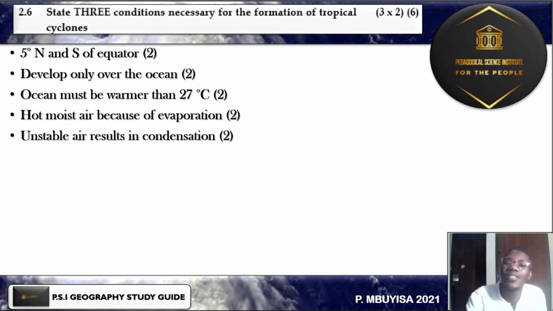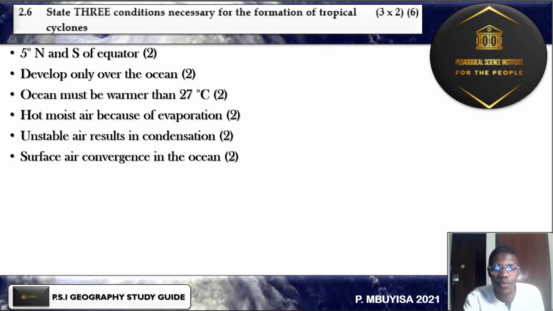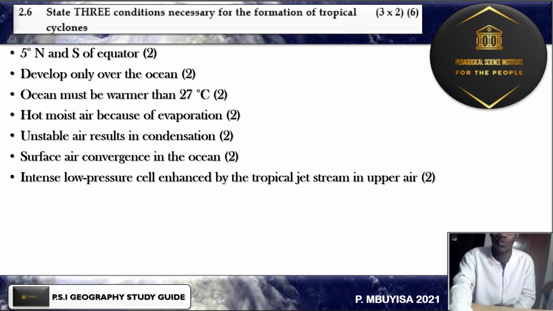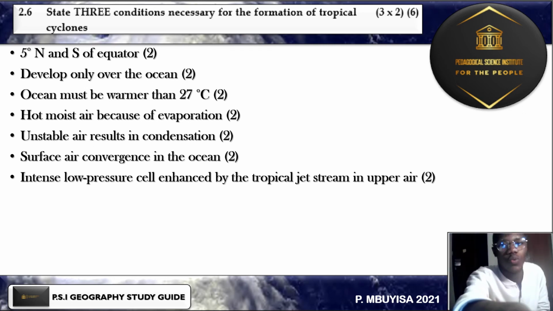Now, hot, moist air, because of evaporation, unstable air, that will result in condensation. We need to have surface convergence of air, so we need to have warm air converging and then rising right up to form our vortexes. So that's what we need.